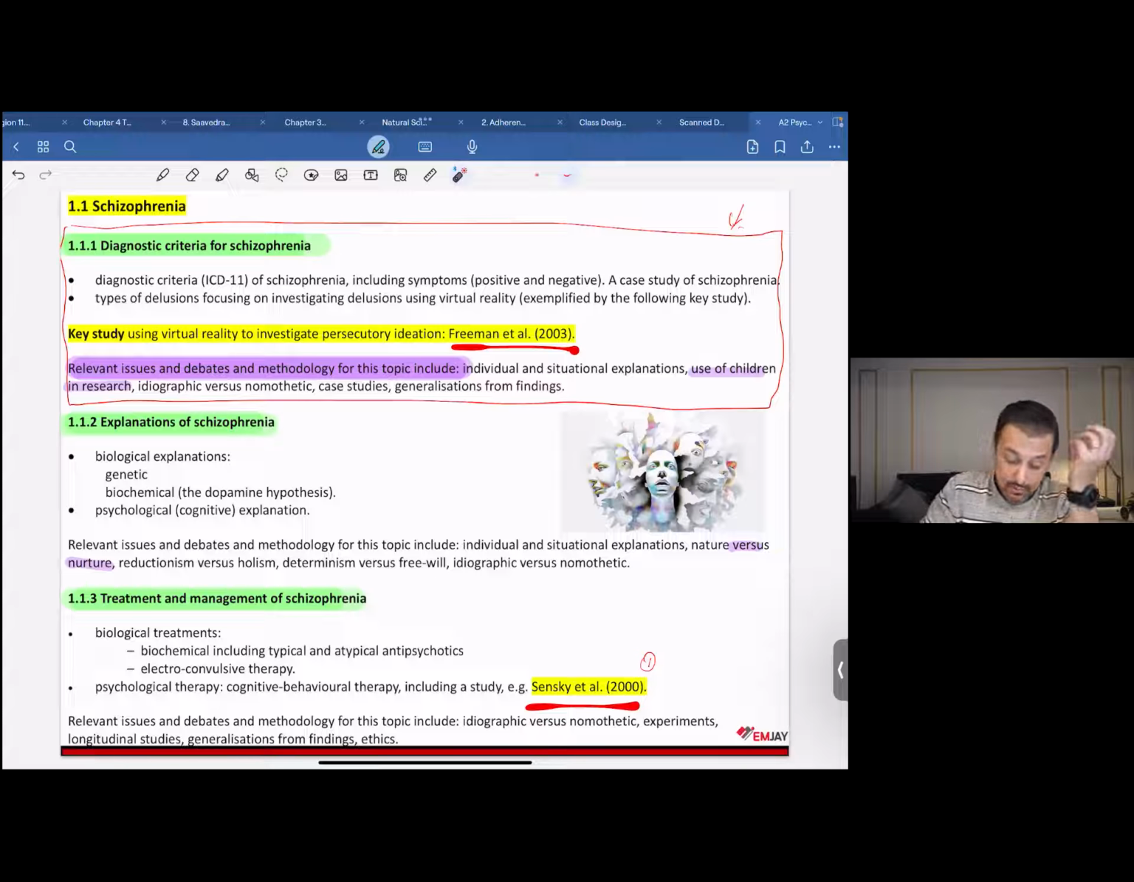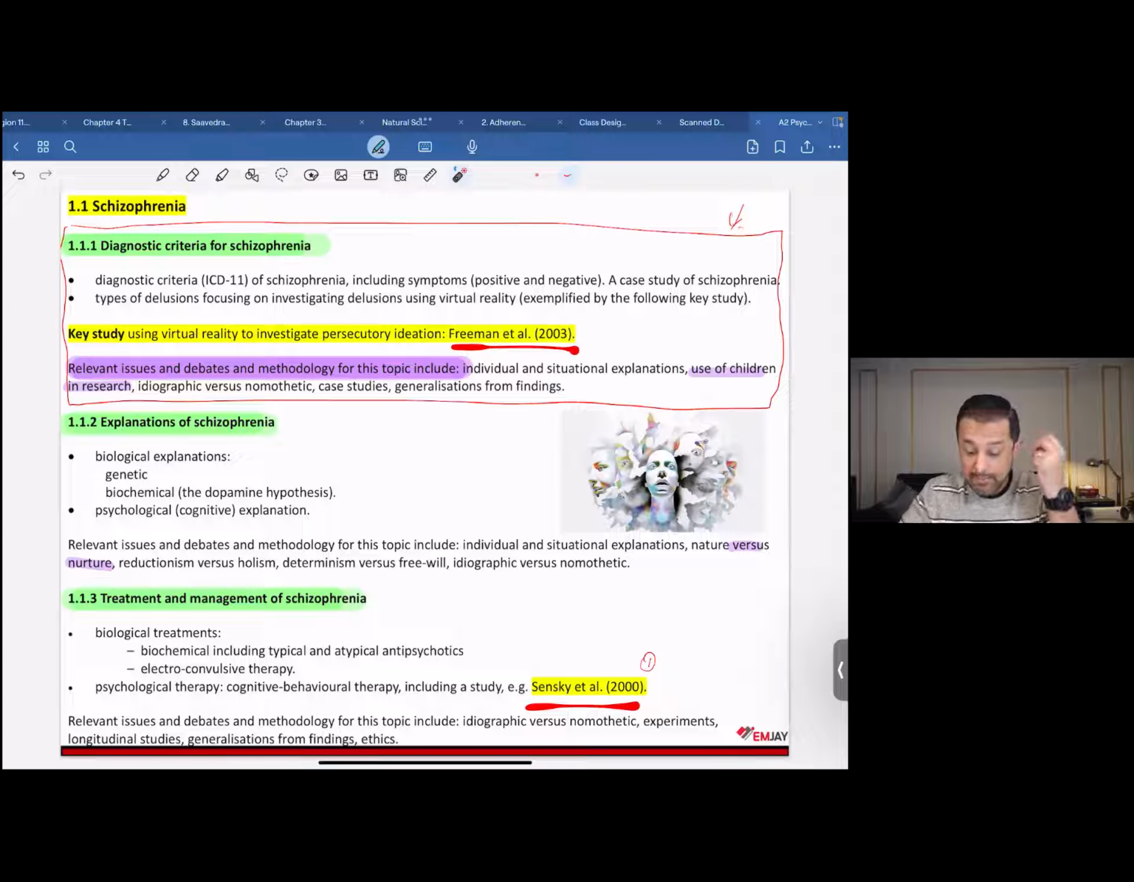So for instance, if I talk about this particular section, that is diagnostic criteria for schizophrenia, we might as well be able to evaluate the content that we study over here in terms of individual and situational explanations. We might as well be able to evaluate our content over here on the basis of the use of children. We might as well apply the ideographic versus nomothetic debate. We might as well be expected to evaluate in terms of the usage of case studies or, for that matter, generalizations from findings. So what I'd want you all to understand at this point is every section has its own recommended issues, debates, and methodology that you could evaluate on.